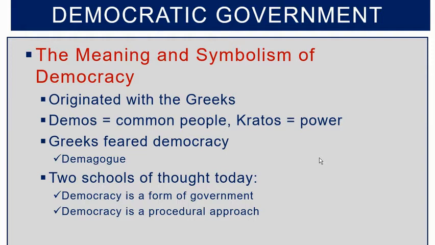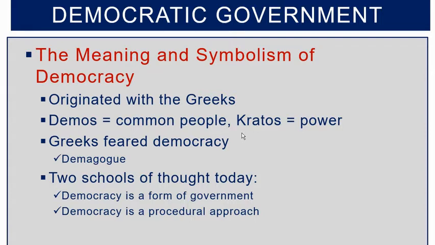Now, democracy is something that originated with the Greeks, and if you look at the origins of it, the word demos means common people, kratos means power, so it means power of the people. Sometimes Greeks feared a democracy because they feared that there could be a demagogue that would appeal to and deceive the masses by manipulating their emotions and their prejudices. There have been people like that throughout history. I think Hitler would be a good example of a demagogue who appealed to people's emotions and deceived them to control them.